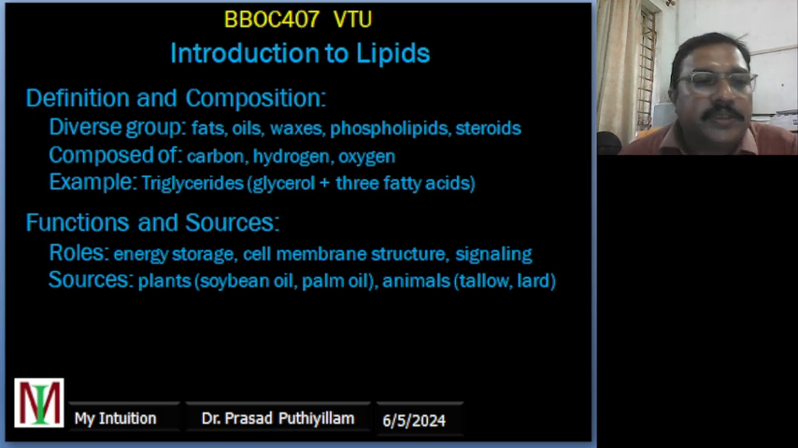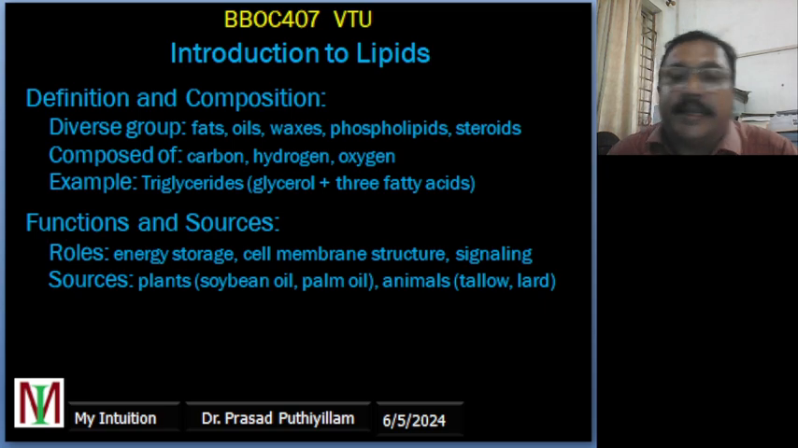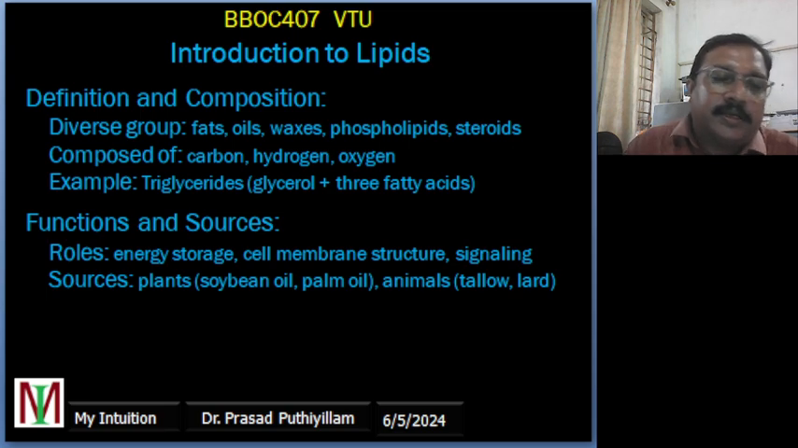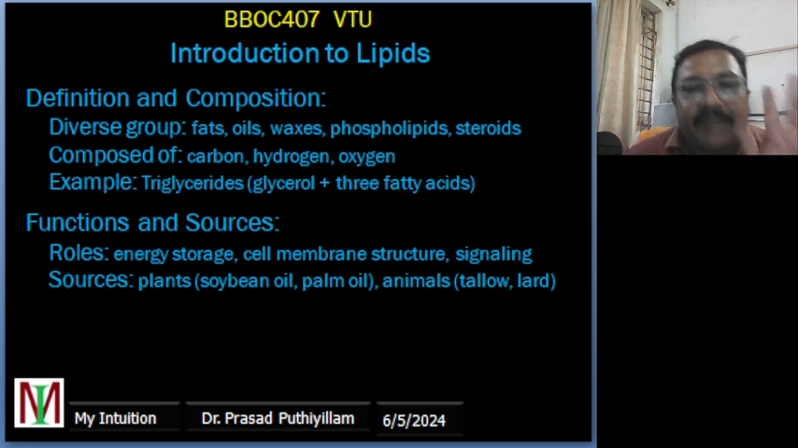Now the functions and sources. Lipids play a very crucial role in living organisms. They are very essential for energy storage, as they provide double or twice the energy per gram compared to carbohydrates and proteins, and they are a very vital structural component of cell membranes, forming the bilayer, which separates the interior of cells from the external environment. Even our skin, we can say, protects from the environment. They also function as signaling molecules, participating in communication within the cells.